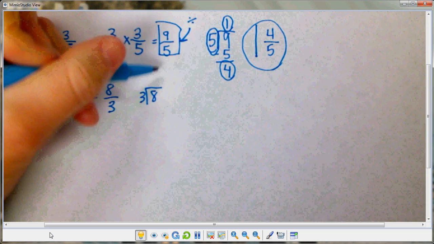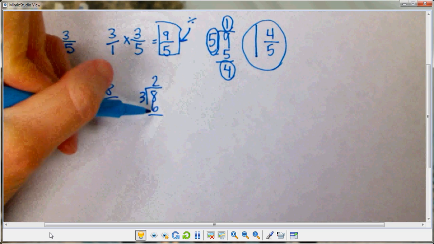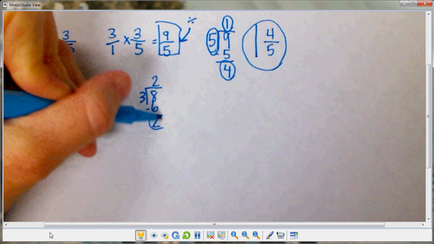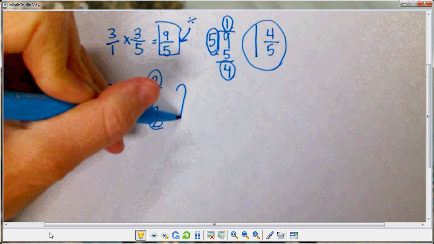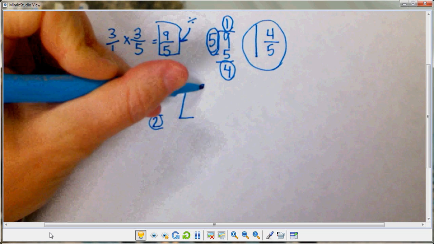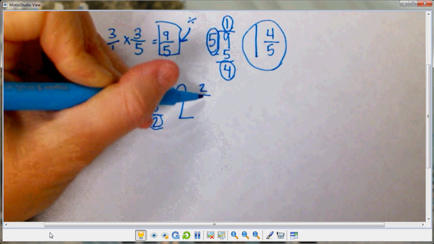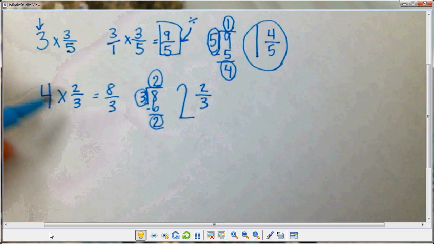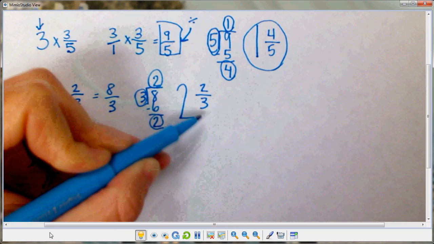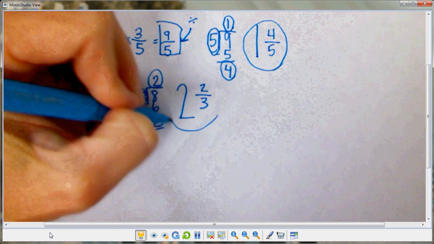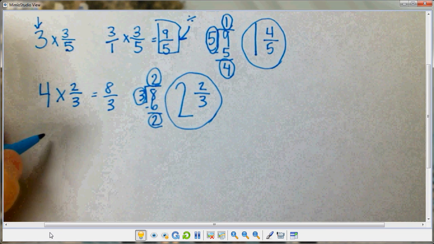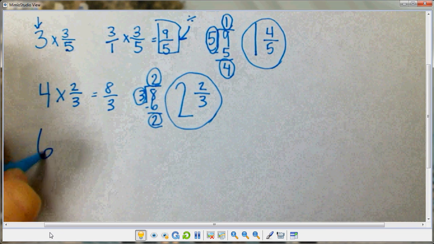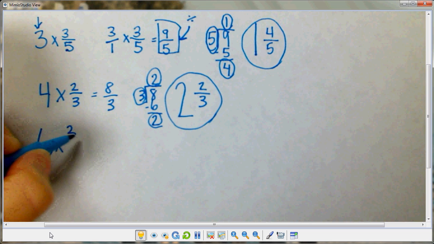3 fits into 8 2 times, which is 6, and when I subtract, I have 2 left over. Circle my 3 numbers. On top is my big number, remainder, and 3, which is what I started with over here, is my denominator. So 2 2/3. Let's try 6 times 2/5.